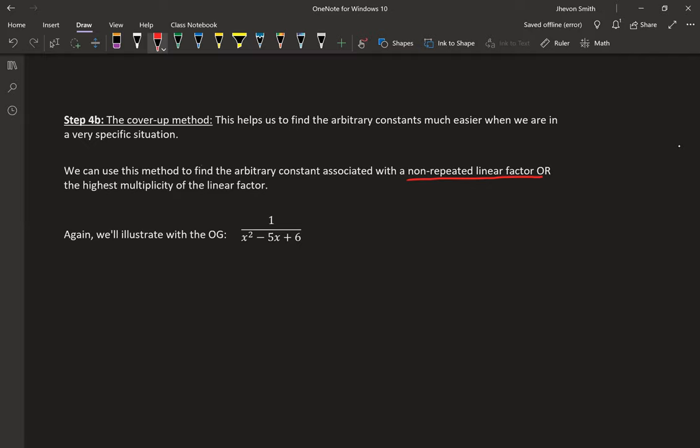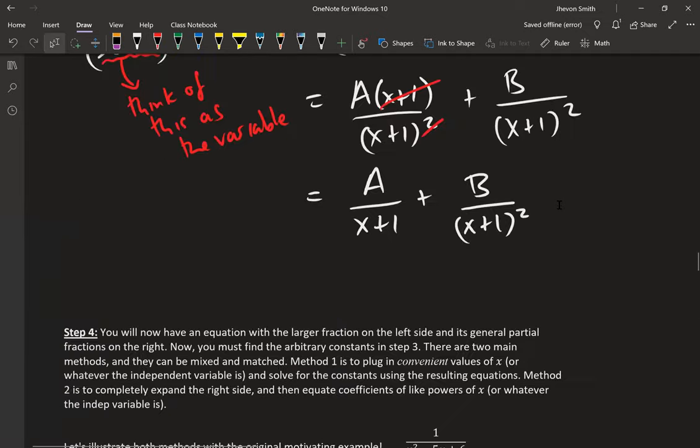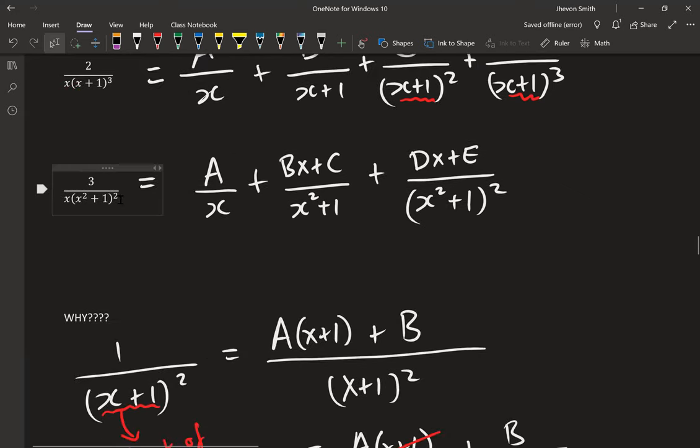So this means that when you factor the denominator, all the factors are linear, meaning they look like the equation of a line, mx plus b, and then they are non-repeating. So you don't have that raised to a power like we had here. So when we said repeated factors, what I mean is something like this.